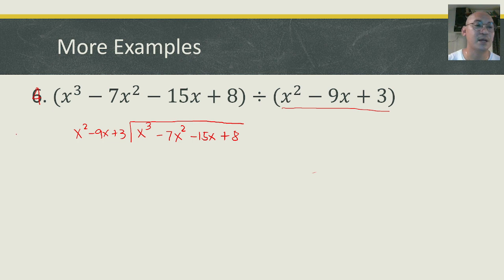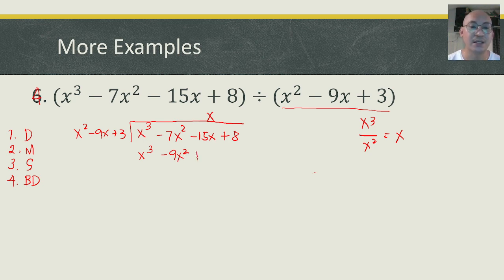Okay, so let's write the process for us to follow. Divide, multiply, subtract, and bring down. So for you to memorize the process. X cubed divided by x squared will give us x. And that x will be aligned on the same term, which is 15x. Okay, and then multiply. X times x squared is x cubed. X times negative 9x is negative 9x squared. And x times 3 is positive 3x.